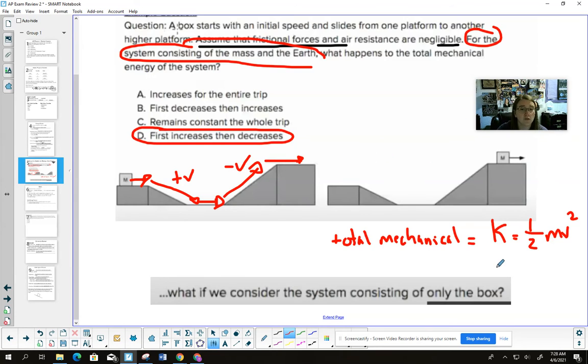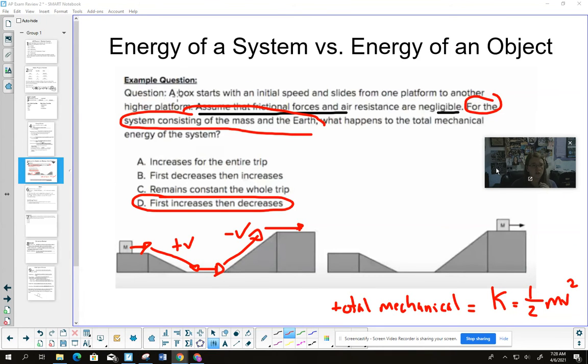But be very careful again as you're talking about energy. They are going to be very specific about whether it's a system including the Earth or not. If it does not include the Earth, you cannot talk about gravitational potential energy.